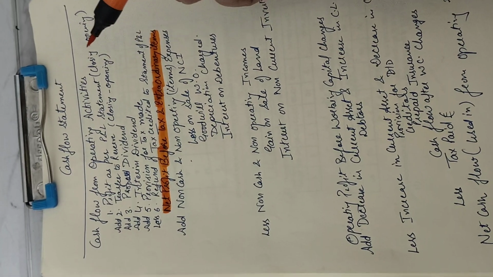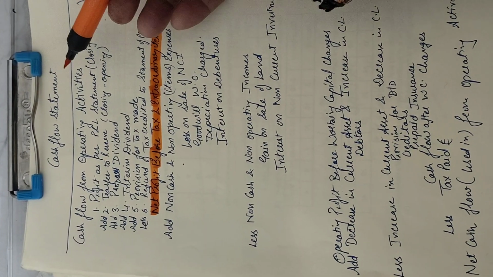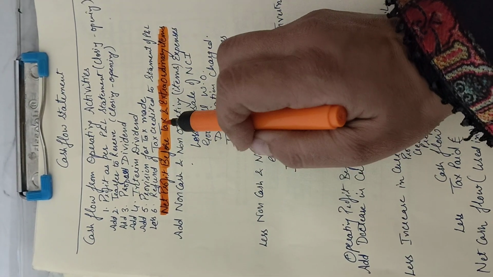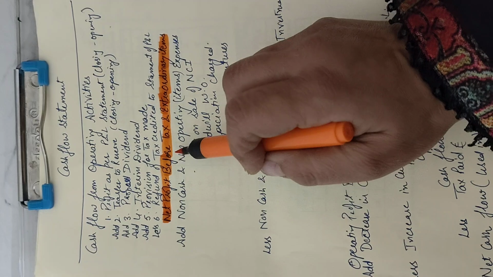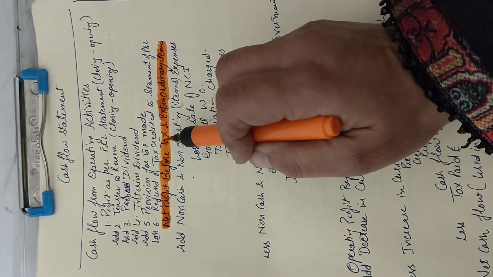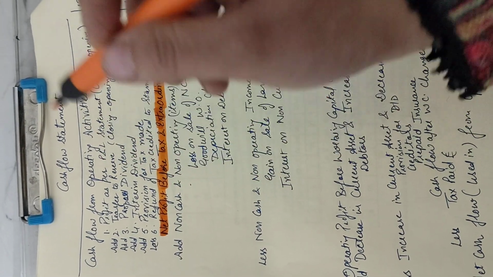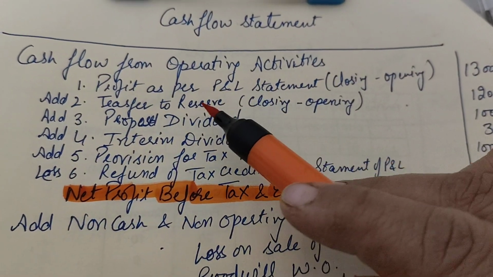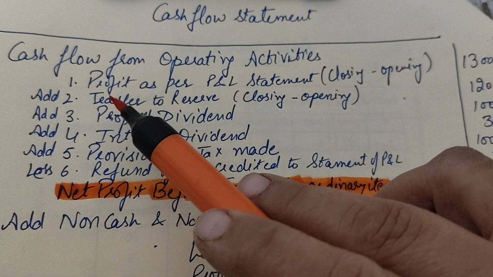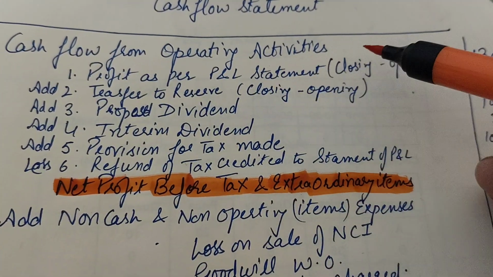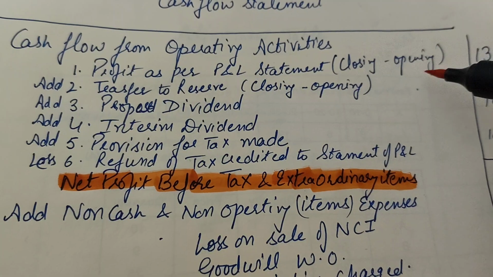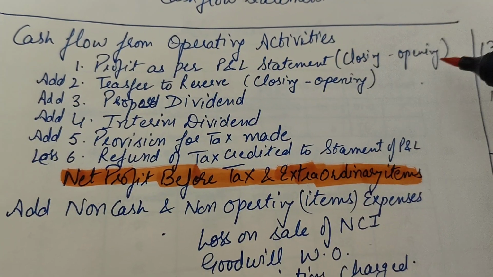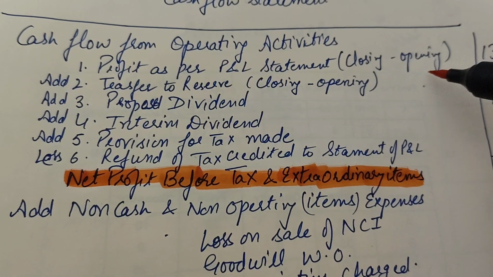Right now, I am focusing on the other parts of your operating activity. So, first of all, we need net profit before tax. To calculate net profit before tax, we will take our profit as per the statement of P&L, right? So profit as per P&L statement we will take as closing minus opening. Closing year P&L given minus opening year P&L given, right?